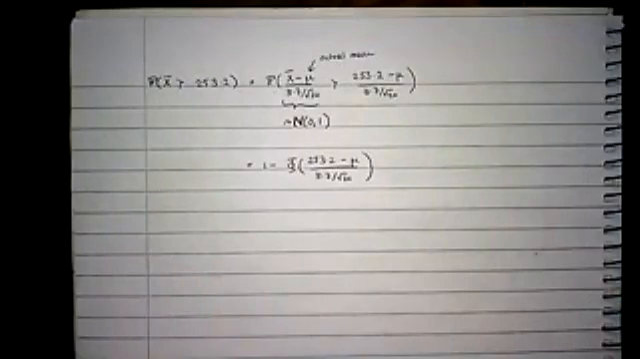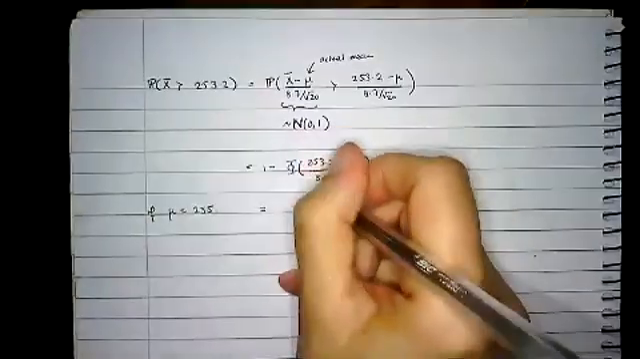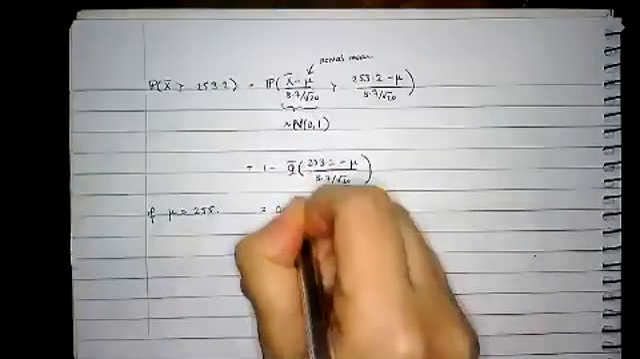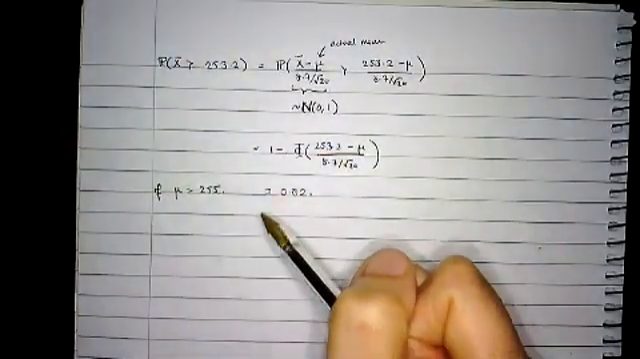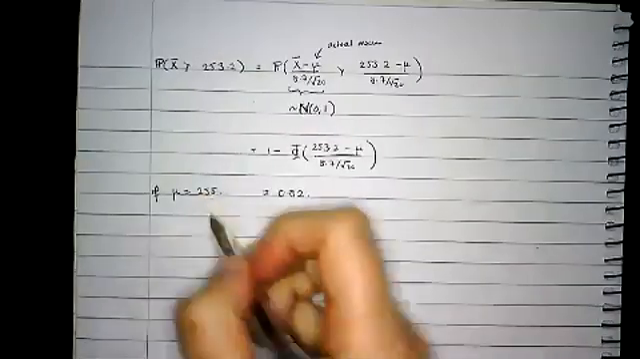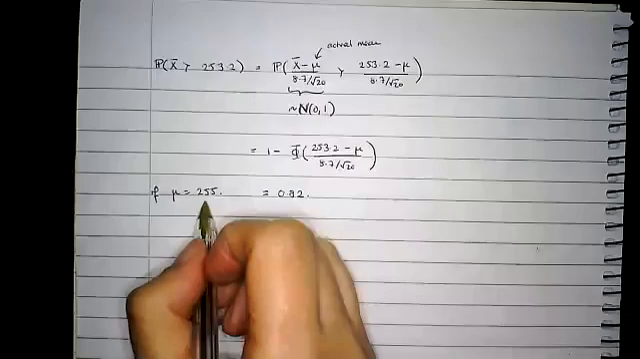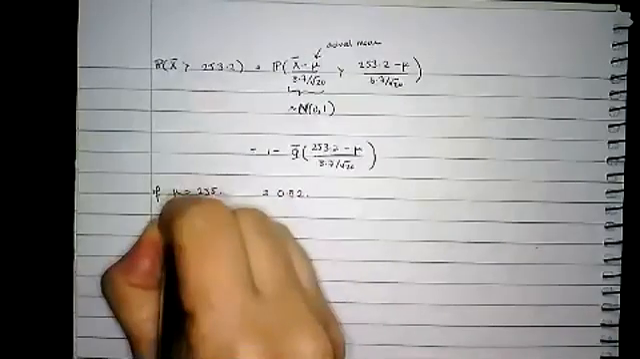Now for the two values of the actual mean that I've been given, I can evaluate this. So if the value of mu genuinely is 255, I find that this value, by looking it up in the normal distribution table, is 0.82. So what I've found is that the probability that I reject the hypothesis H0 when the mean is actually 255 is about 82%. So clearly, if the actual mean is equal to 255, H1 is true.